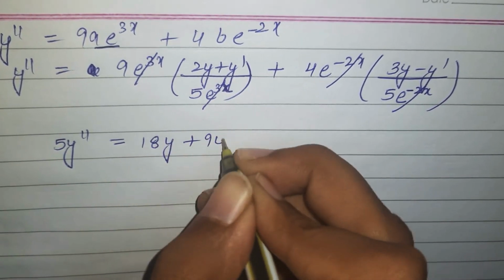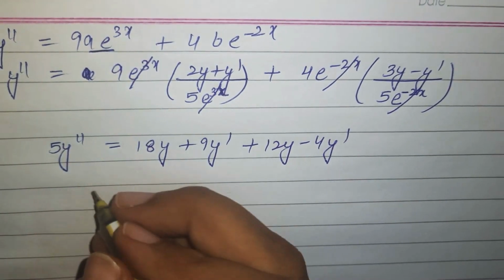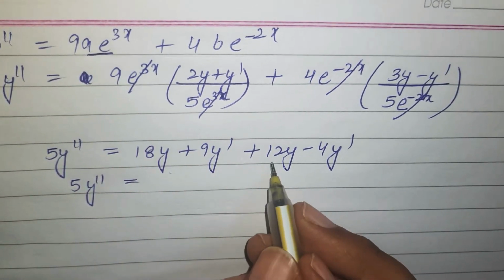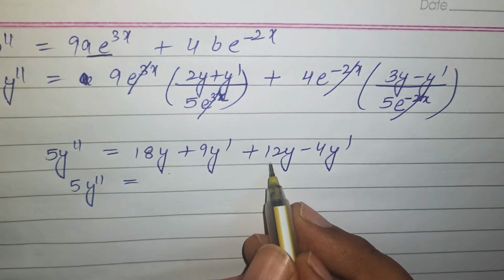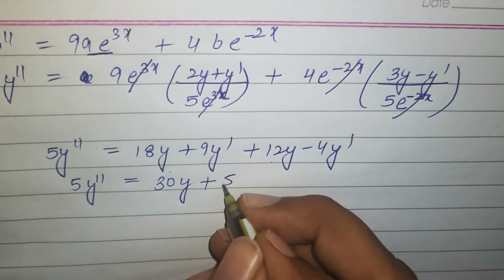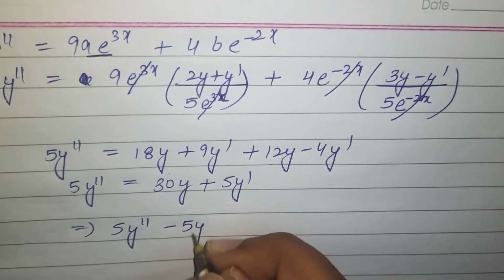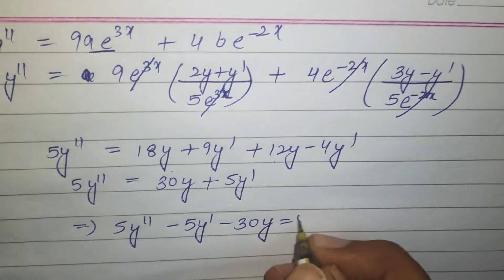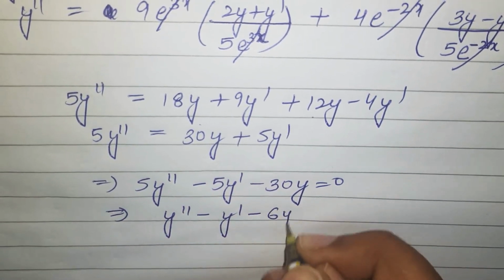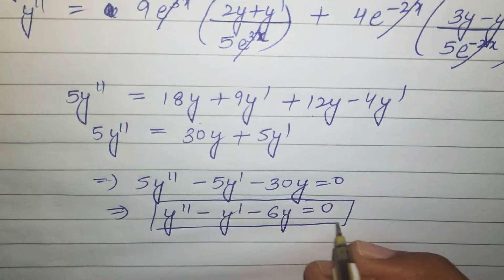18y plus 9y dash plus 12y minus 4y dash. So I will be getting 5 y double dash, this will become 18y plus 12y. So 18y plus 12y will give you 30y, and this is 5y dash. So this will become 5 y double dash minus 5y dash minus 30y. So after taking 5 common, I am getting this answer. So this will be your required differential equation of the given curve.